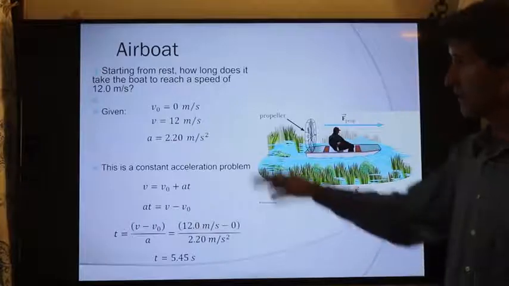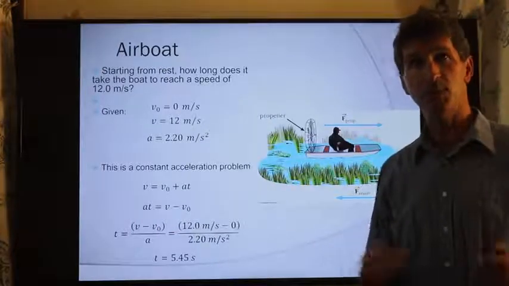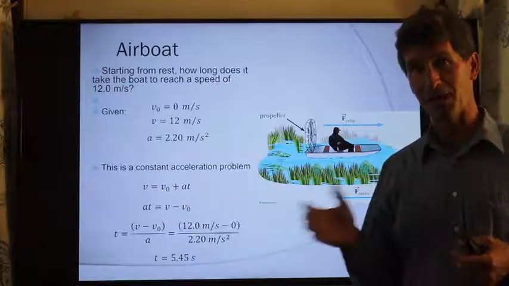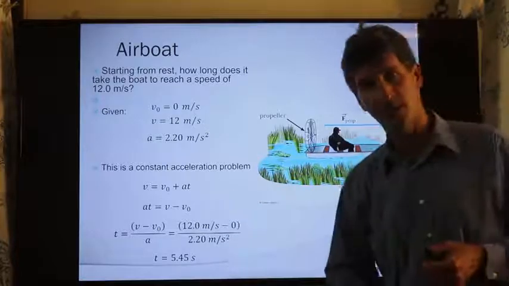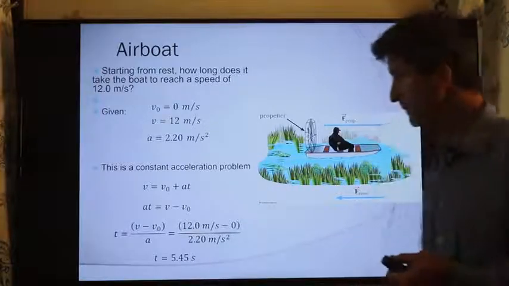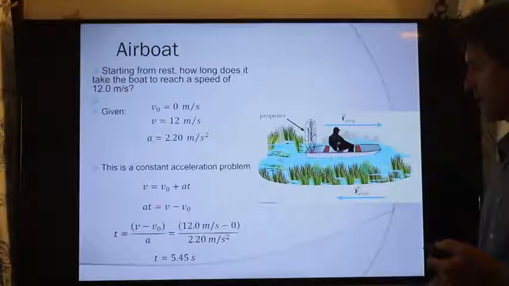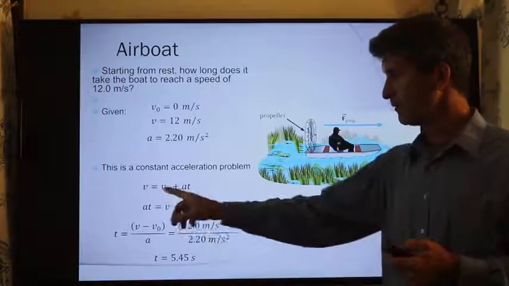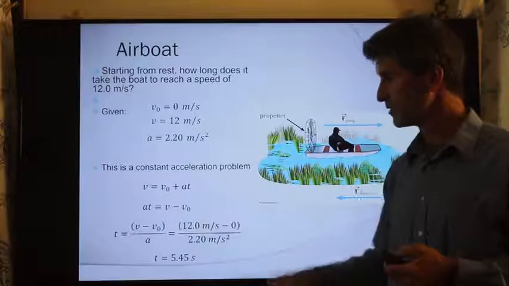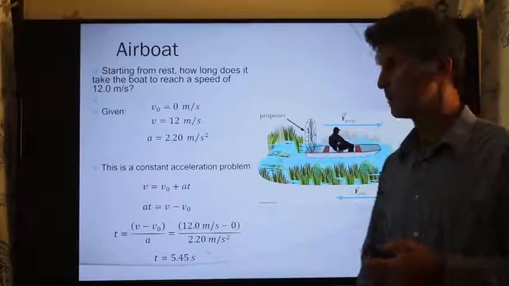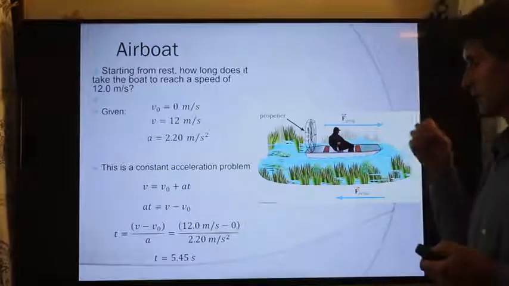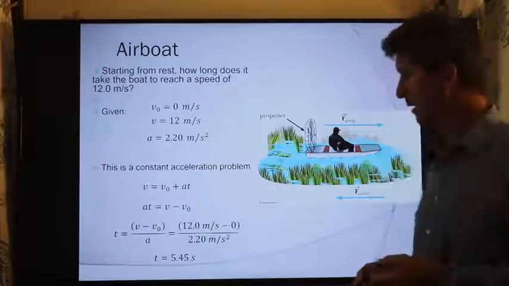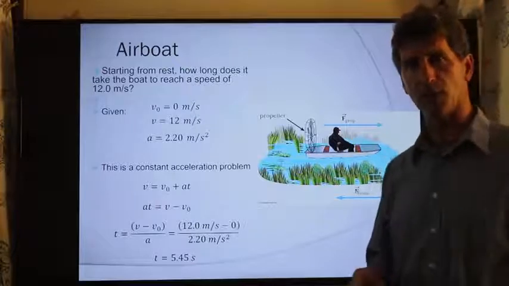The interesting thing is, once you have the acceleration, this becomes a constant acceleration problem. If the force and the mass are constant, we have a constant acceleration, and we can use the kinematic equations for constant acceleration to solve this. Let's say we want to know how long it takes to go from 0 to 12 meters per second. We want the final velocity to be 12, the initial to be 0. We know the acceleration. We want to calculate time. 5.45 seconds for this to accelerate at 2.2 meters per second squared and reach 12 meters per second, or roughly a little more than 25 miles per hour.